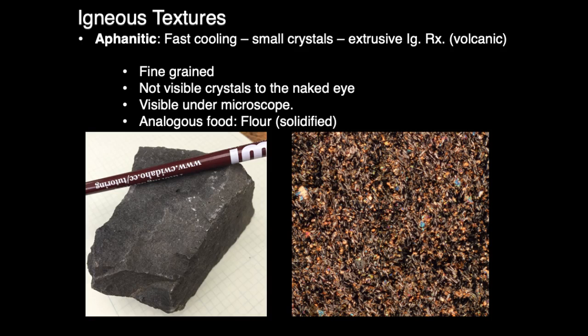So this is an aphanitic rock. The specific rock is basalt. And then this is how the crystals look under the cross-polarized light of the microscope.